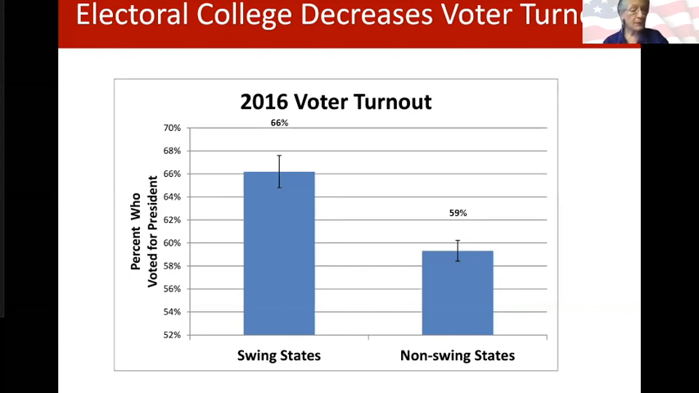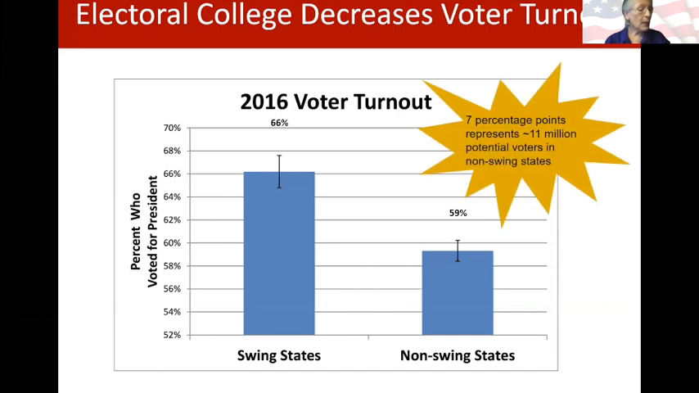The data from 2016 bears this out. In the graph, you can see the percentage of eligible voters who cast a vote for president was significantly lower in non-swing states compared to that of swing states. The Electoral College decreases participation in our democracy, and this is bad for democracy.